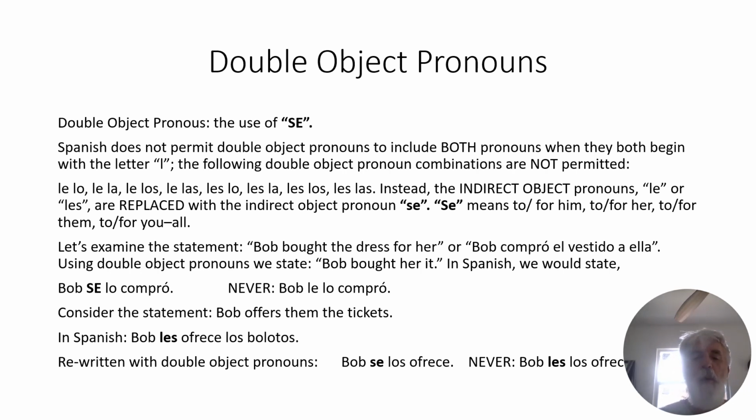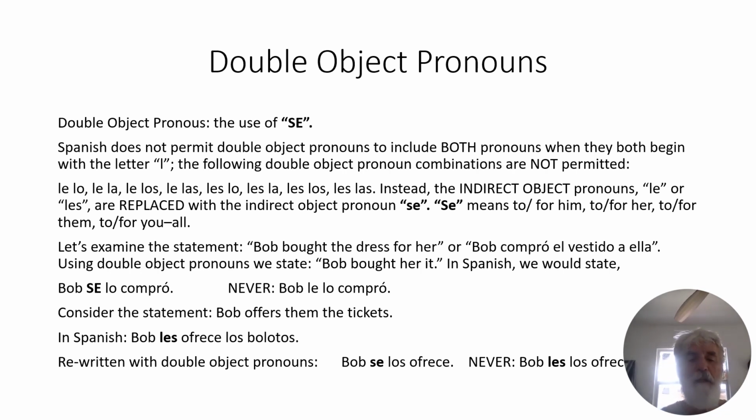Okay. We would get rid of the indirect object pronoun beginning with an L, whether it's le or whether it's les. We would get rid of it and we replace it with se. So se can either mean le or les, and we get rid of the le or the les when the direct object begins with an L, because we cannot have two object pronouns beginning with L. So let's take a look at an example.